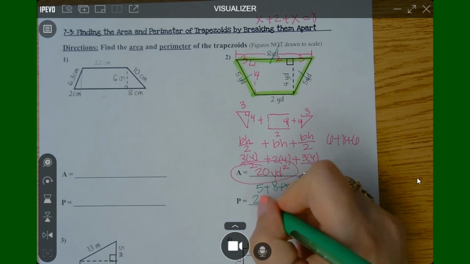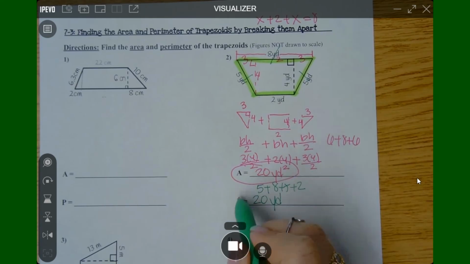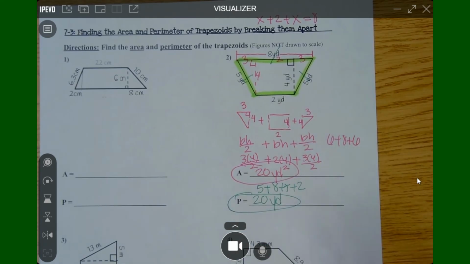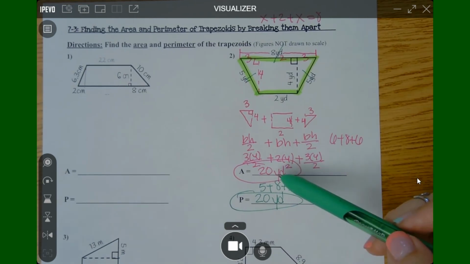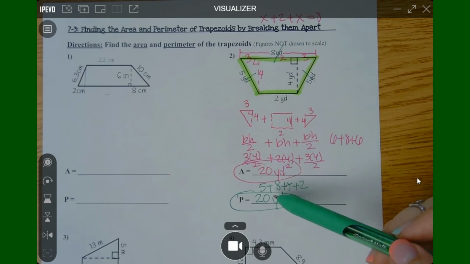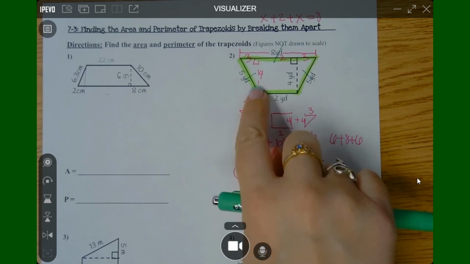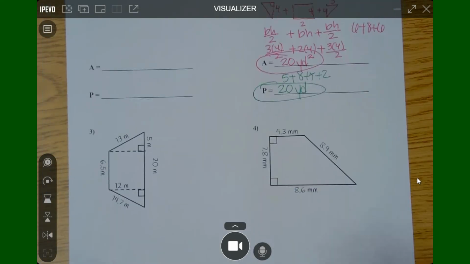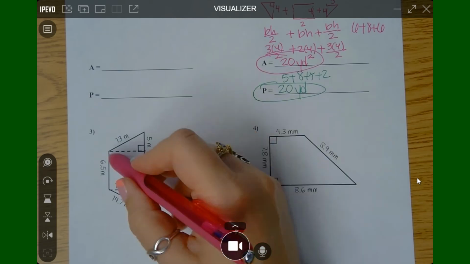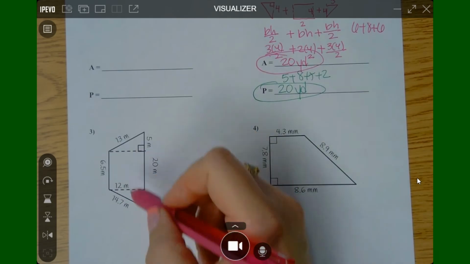Now, is it yards or yards squared? Perimeter is always only singular yards. Now, the problem is that some people are like, oh, great. So area and perimeter is always the same? No. And also, when I break it apart into triangles, not all my triangles are identical. So we want to make sure we label each one. Because if we take a look at this one over here, this is broken apart into this triangle, this rectangle, and this triangle.